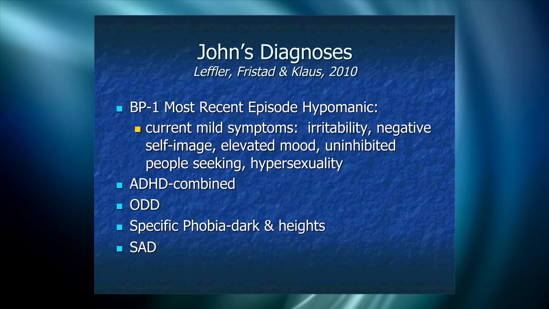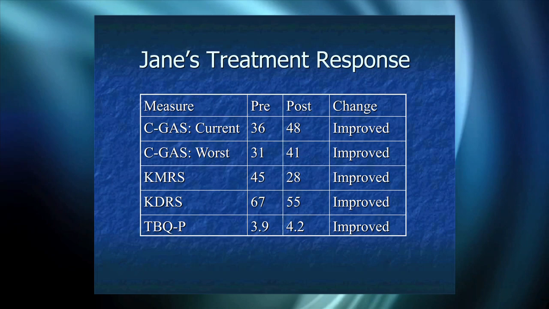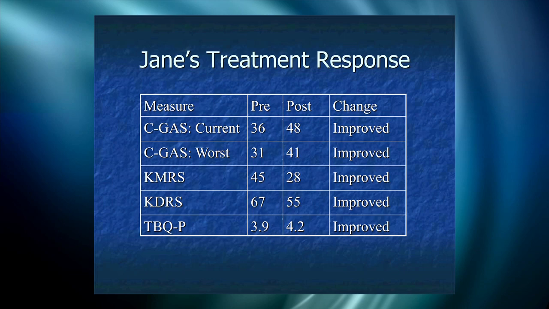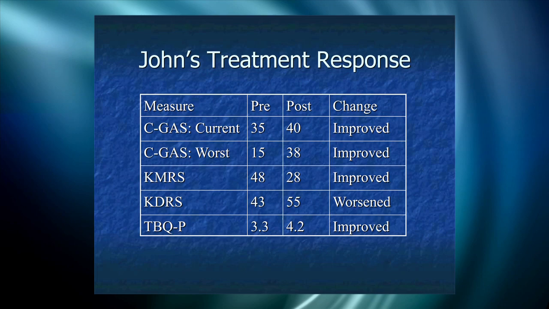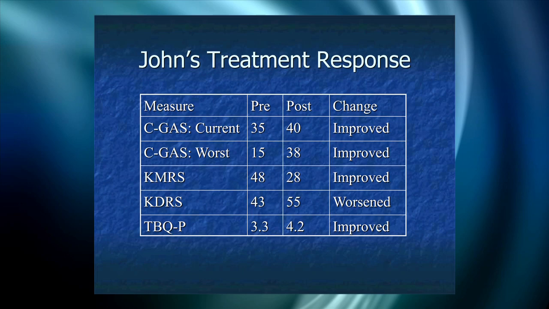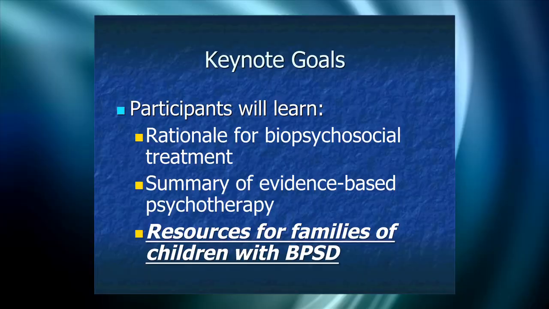From pre to post, looking at CGAS, current and worst, the KSADS mania rating scale, KSADS depression rating scale, and the treatment belief questionnaire parent form, all of those improved pre to post for Jane, and most of them improved for John. When you combine his mania rating scale and depression rating scale and add them together, overall he showed mood improvement, but his depression score worsened over treatment. So neither of these kids ended our study squeaky clean, but they were better than when they came in. These are kids with very, very severe presentations who will need lifelong intervention.